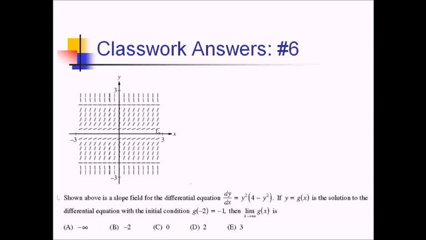On this problem, I've got a slope field for this differential equation, and they're telling us that G is the solution to this differential equation with an initial condition of -2, -1. Based off of this, they want to know the limit as x approaches infinity of g of x. Well, it would help if we knew what g of x looked like.